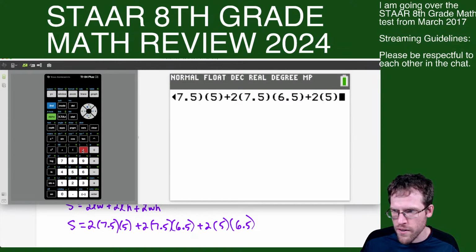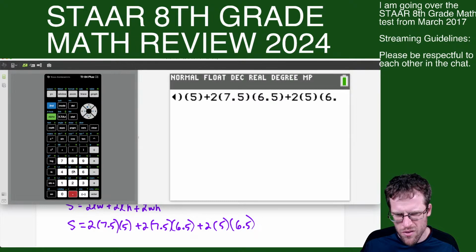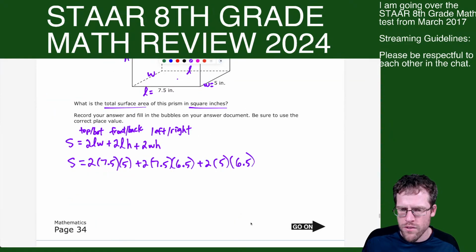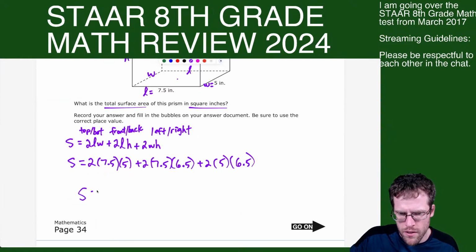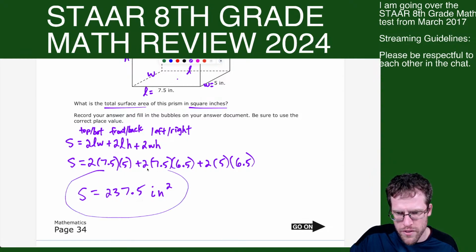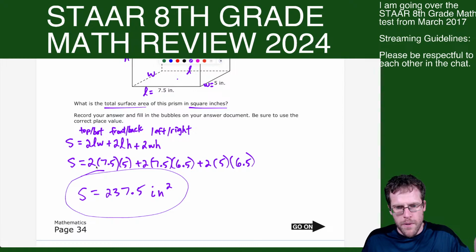Notice I'm just writing this entire string all at once. So 2 times 5. We'll pretend we don't know 2 times 5 is 10. You do get a calculator, so for situations like this, just use it. And we get 237.5. So the surface area is 237.5. The units are square inches, but on this one you're recording your answer and filling in bubbles, so you're not going to write the units with it. But this would be our surface area in square inches.